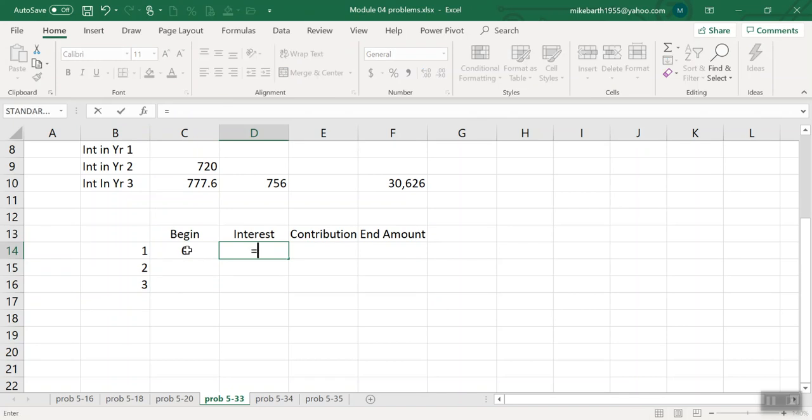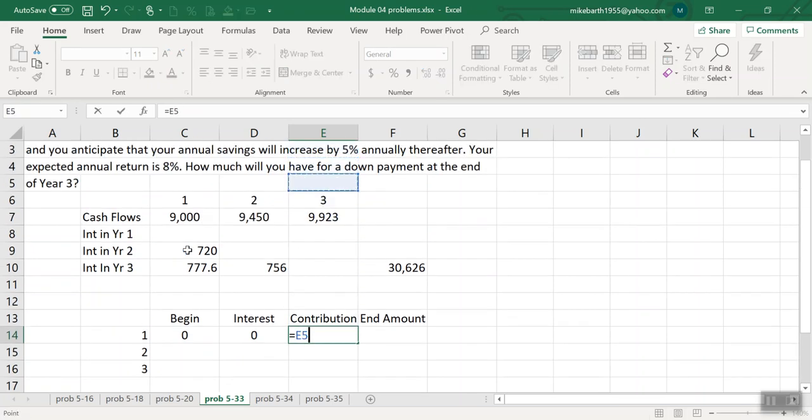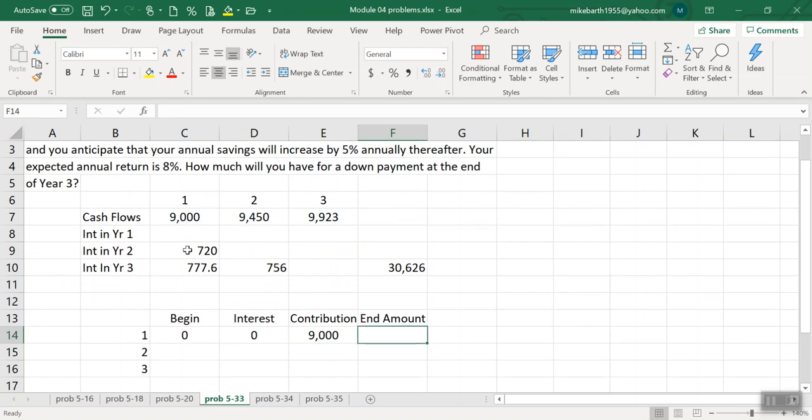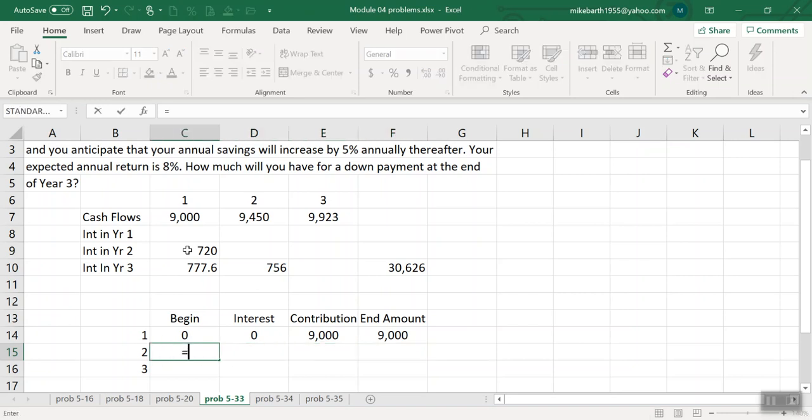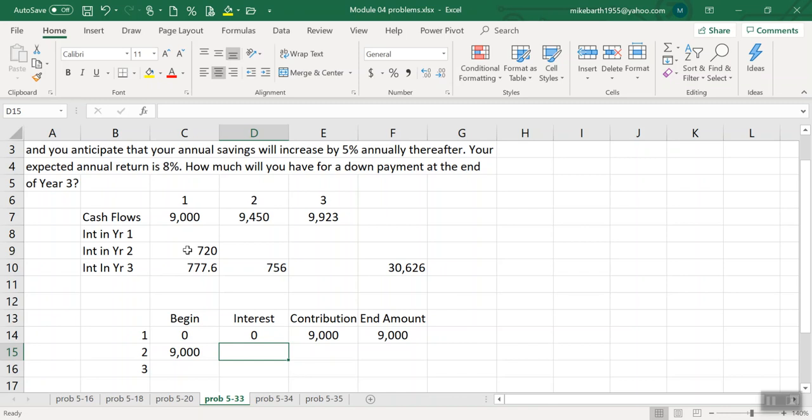So you're going to be earning 8% interest. You earn 0 interest, and in the first year, your contribution would be $9,000. So the ending amount would be $9,000 plus the interest earned. Because you don't make the first payment until the end of year 1, you don't earn any interest the first year. But the second year, you start with $9,000, and that's going to earn 8% interest. So you get $720 for that.